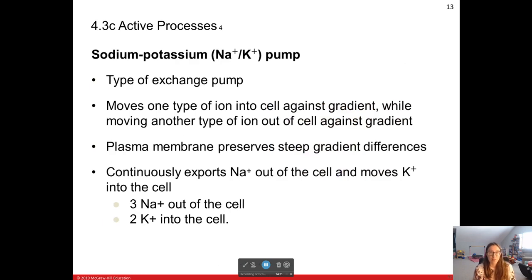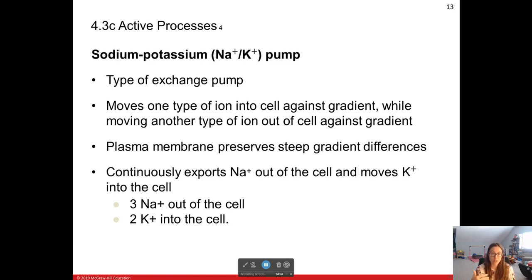Another really important type of pump is called the sodium-potassium pump, or the Na-K pump. This is actually a type of exchange pump. It moves one type of ion into the cell against its concentration gradient, while moving another type of ion out of the cell against its concentration gradient. And the plasma membrane preserves these steep gradient differences.